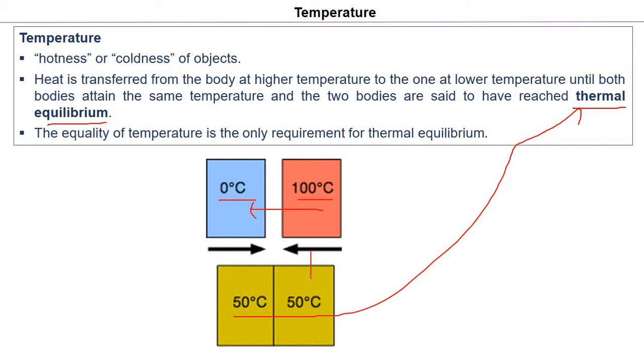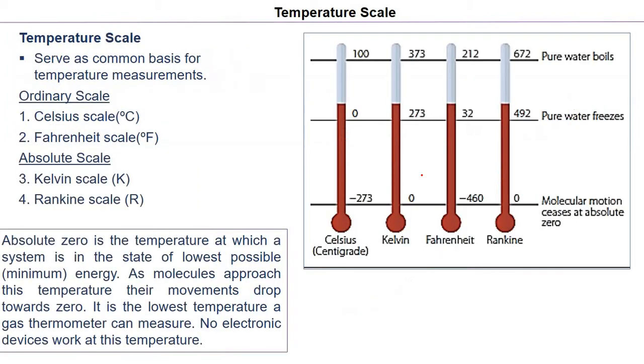And to know that these bodies are at thermal equilibrium, we should also know the temperature of these bodies. So it is very important to measure the temperature of the bodies in the same units. So we'll understand which units are commonly used for temperature measurement. So here, this is the third point: equality of temperature is the only requirement for thermal equilibrium. So let's discuss the various scales for the measurement of temperature.